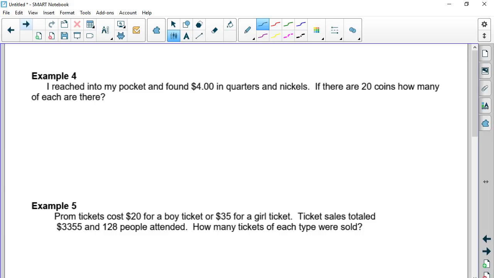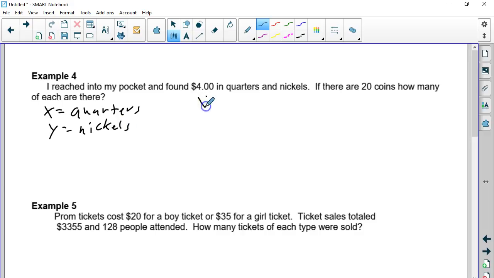I reached in my pocket and found $4 in quarters and nickels. There are 20 coins. How many of each are there? Again, you can use x and y, q and n, whatever. So x, I'm going to say quarters. You want to call them nickels? Go for it. y is nickels.